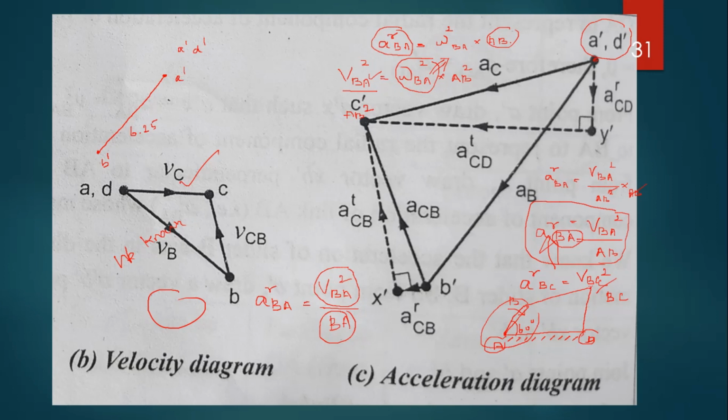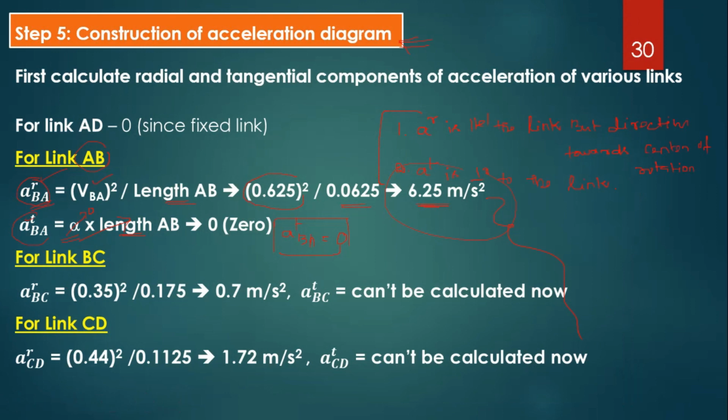So now consider link 2, which is B and C. We have to calculate the radial component of acceleration of BC, which is equal to velocity of BC squared divided by BC, the length of the link. So the radial component of acceleration of BC is 0.7 meter per second squared. The tangential component we can't calculate because we don't know the value of alpha BC, right?